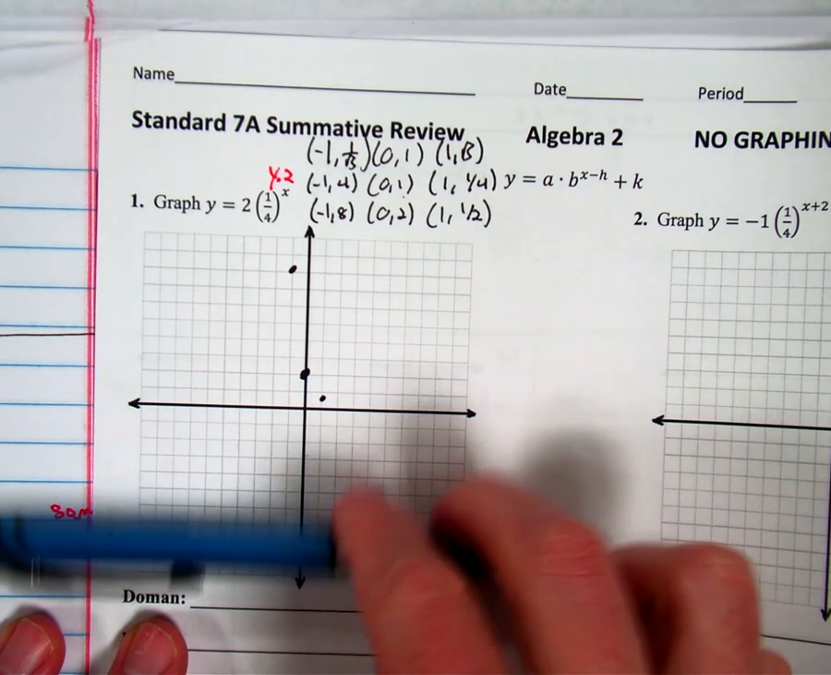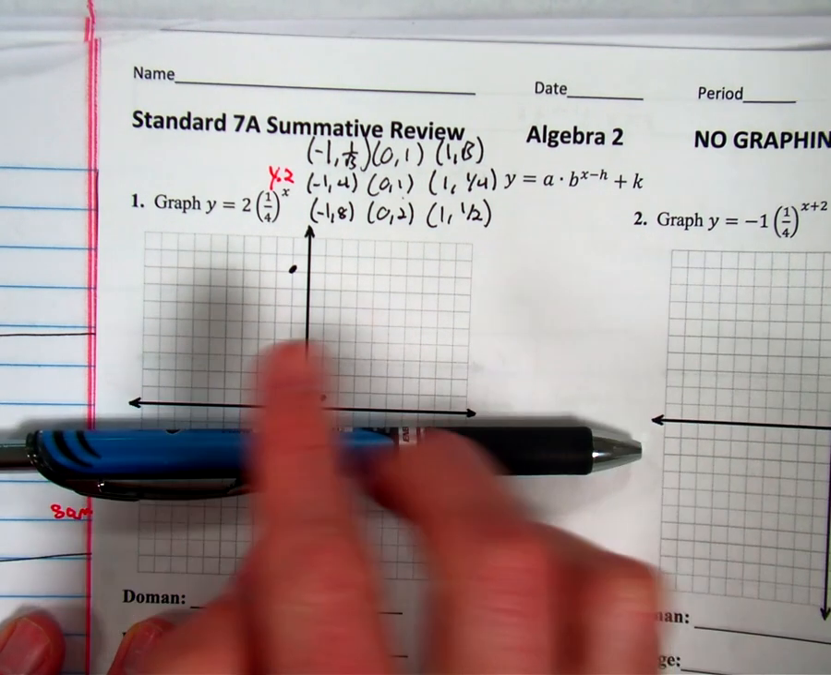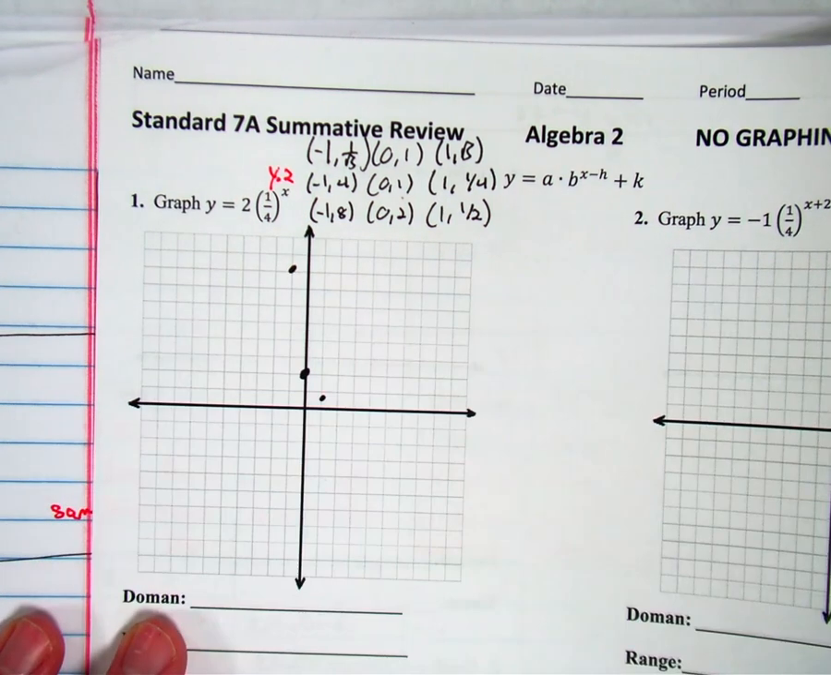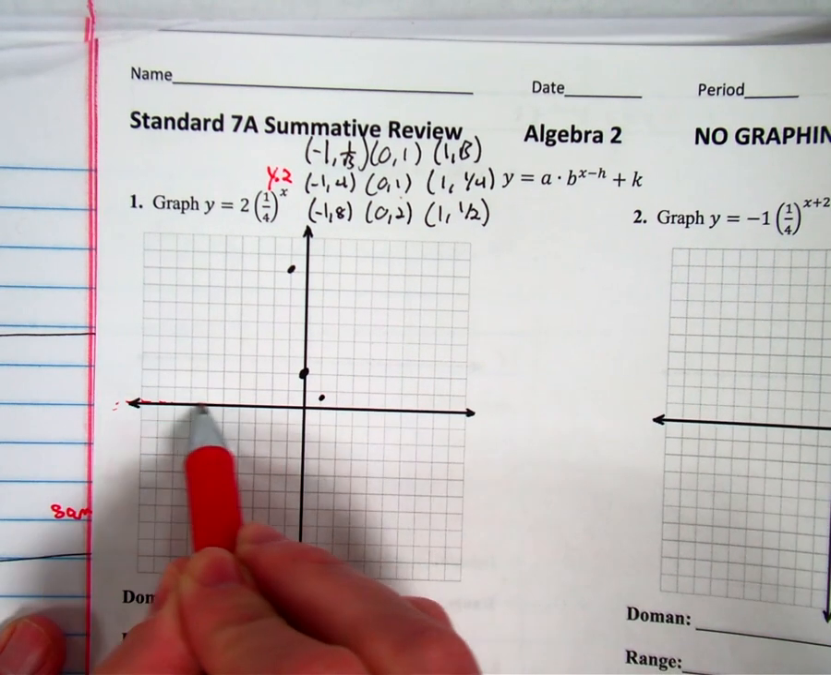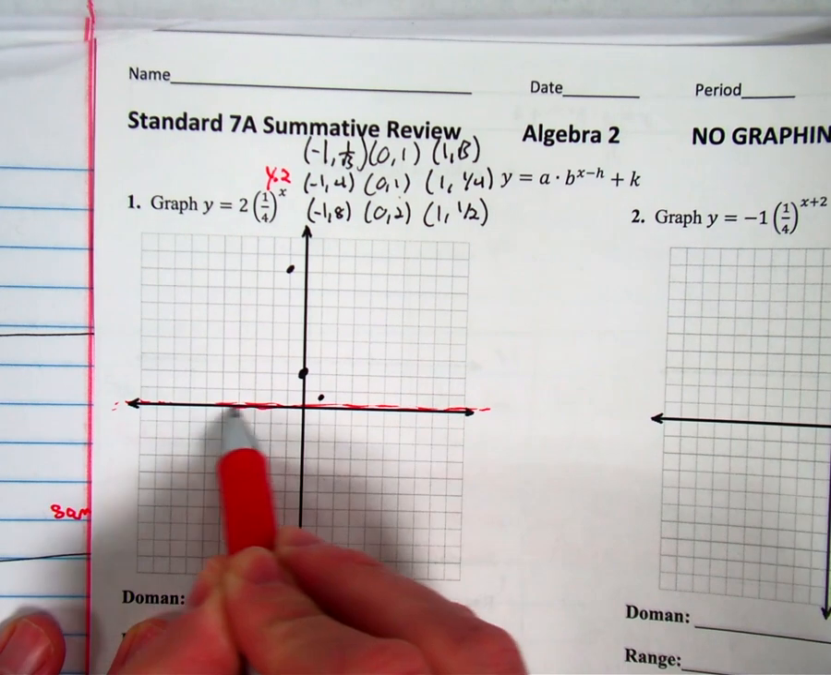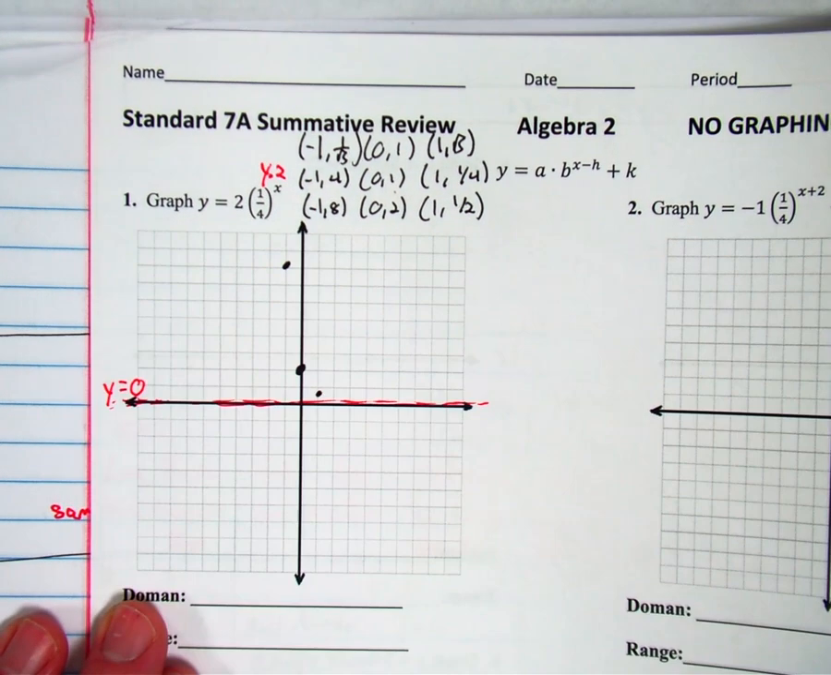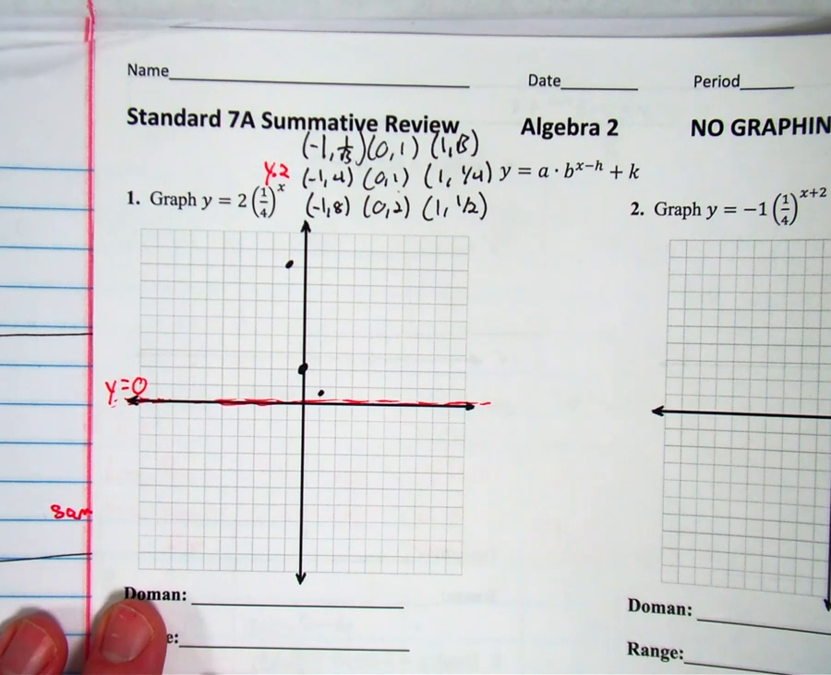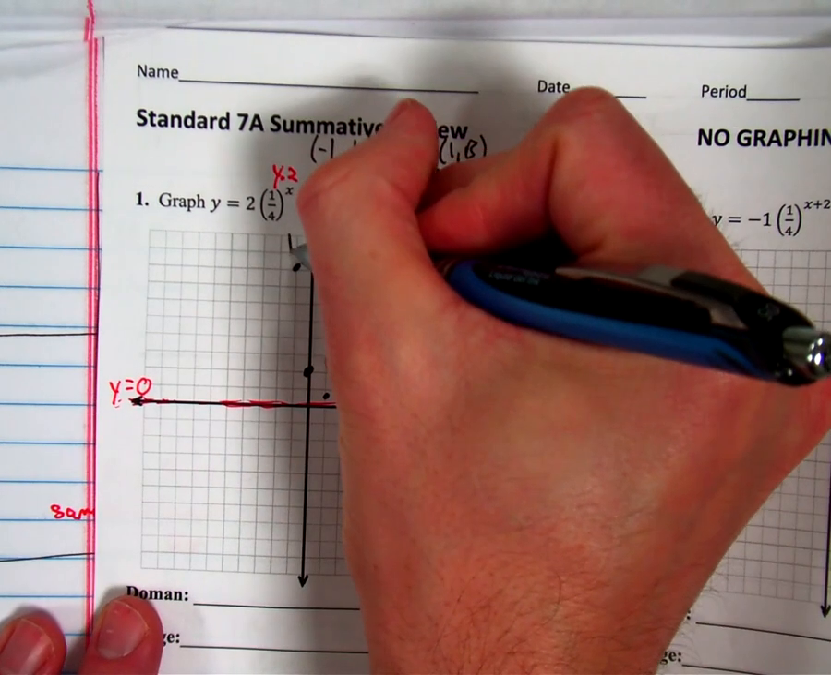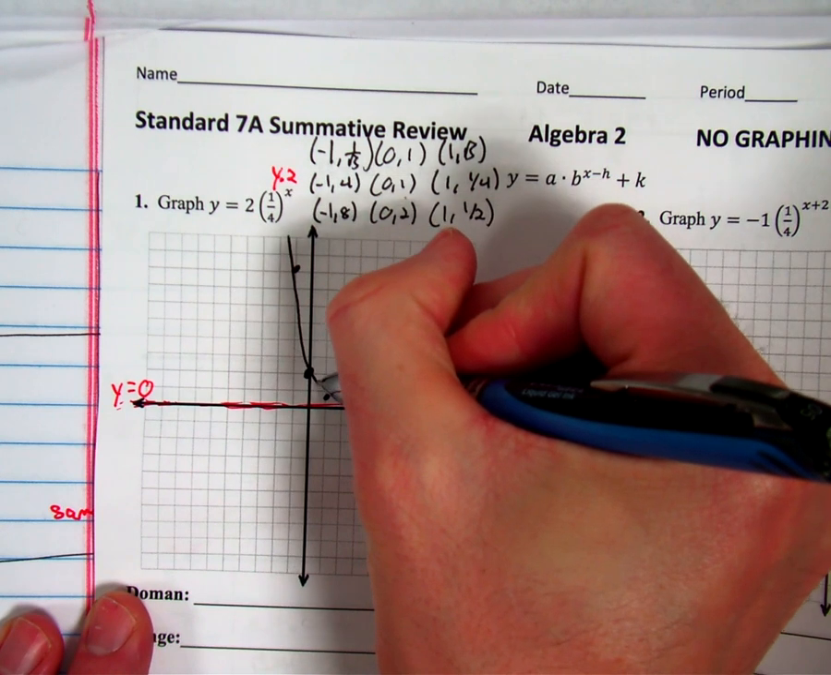Exponentials are going to have horizontal asymptotes. We did not have any plus or minus to move it up and down, so it stays right there on the x-axis, which is the line y equals 0. Okay, so we're up, we're coming down and flattening out.